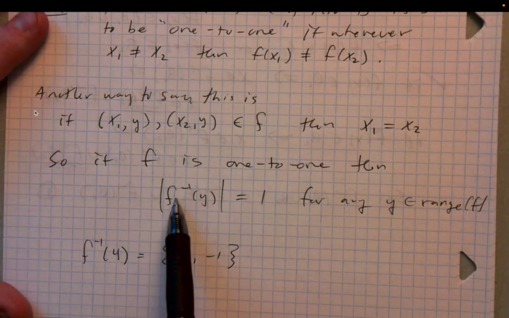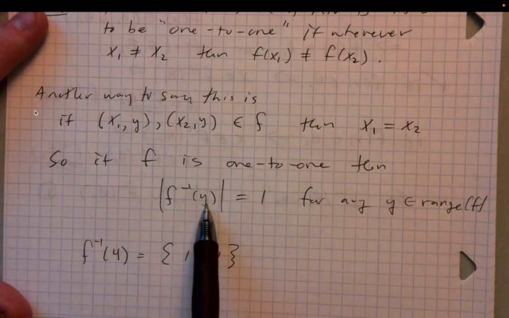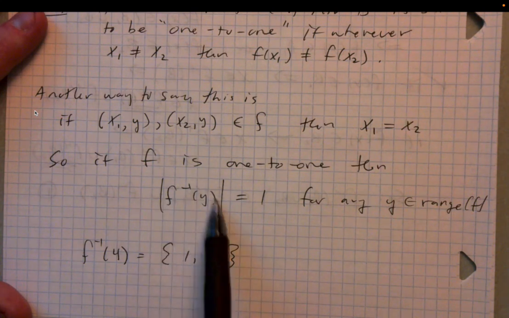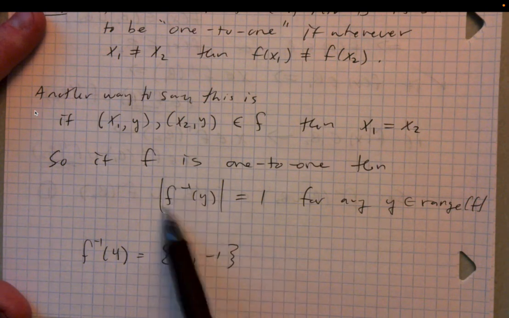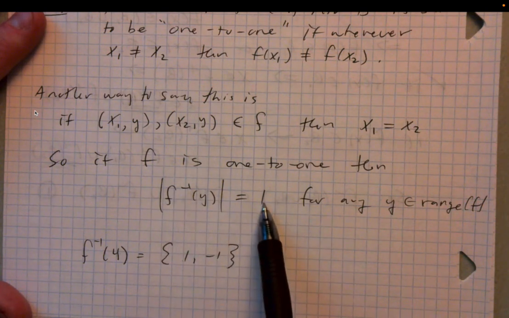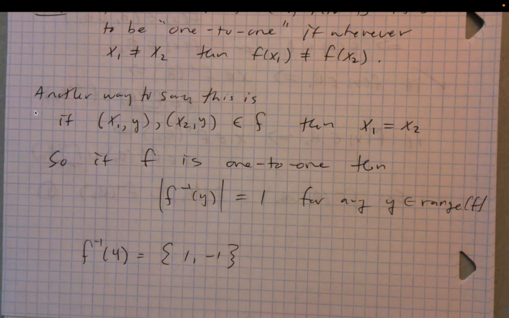So what we're saying is that for a one-to-one function, the inverse image of any element in the range, as a set, has cardinality one. There's only one element in the inverse image of any element in the range. All right, very good.